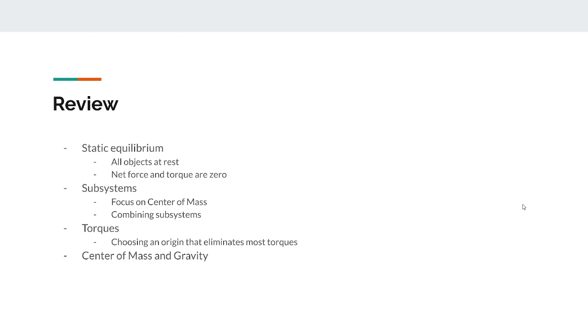Just a little bit of review. Last time we talked about static equilibrium. This is a state where all objects are at rest and the net force and torque are zero. Remember our talk about subsystems, where we focus on the center of mass and combining subsystems. We talked a little bit about torques and choosing an origin that eliminates the most unknown torques and unknown forces as possible, and talking about center of mass and gravity. It wasn't too big of a unit, but it's just some nice background knowledge to know.